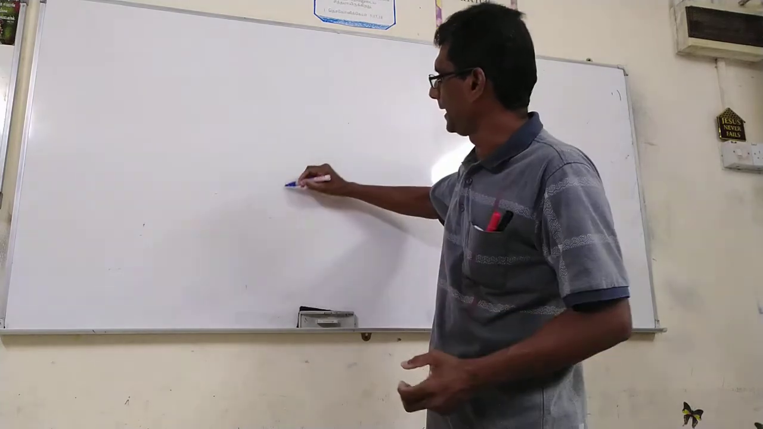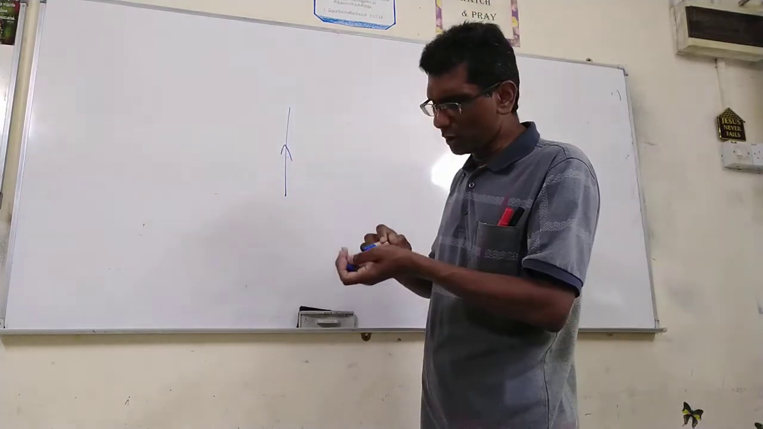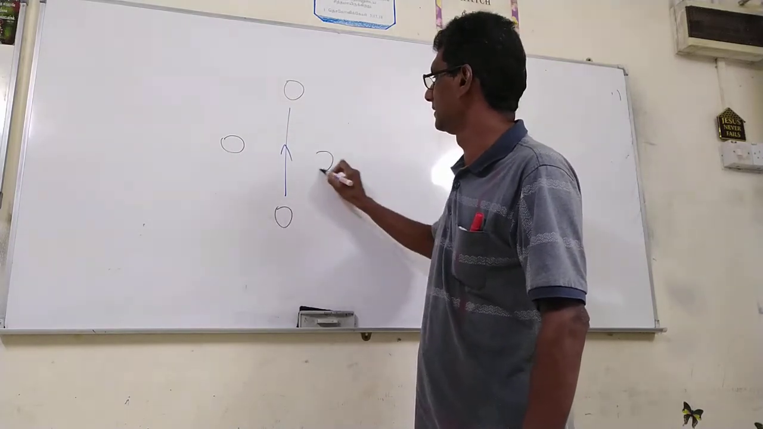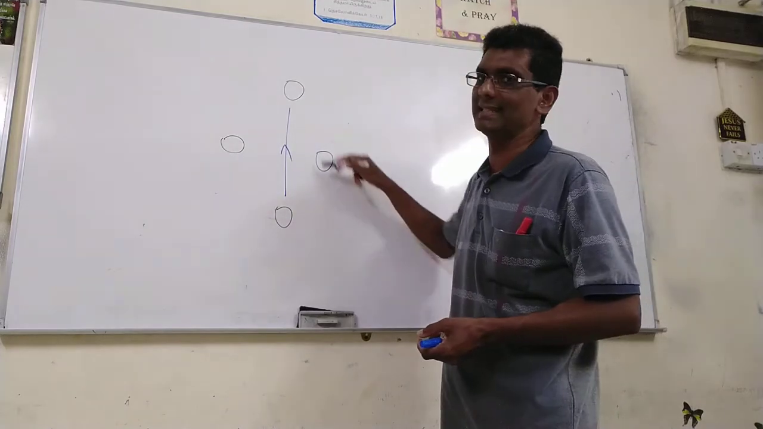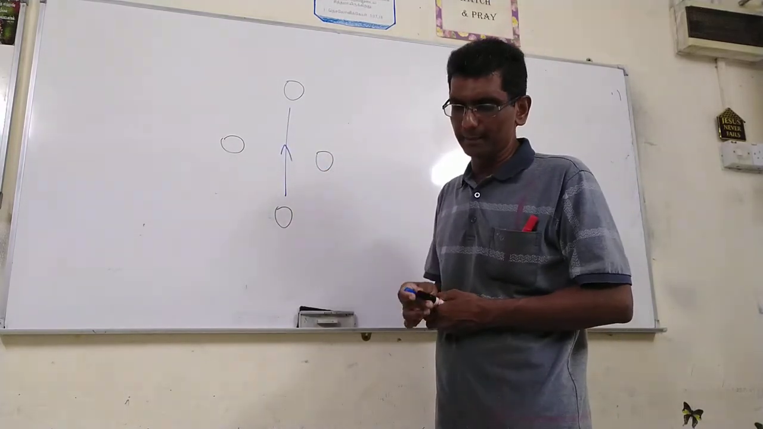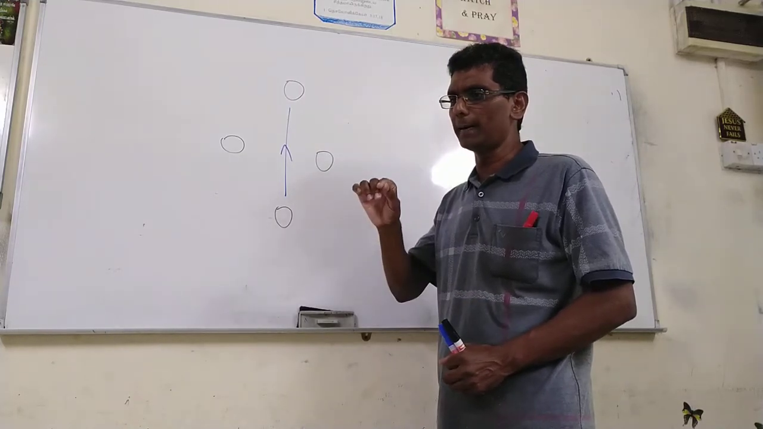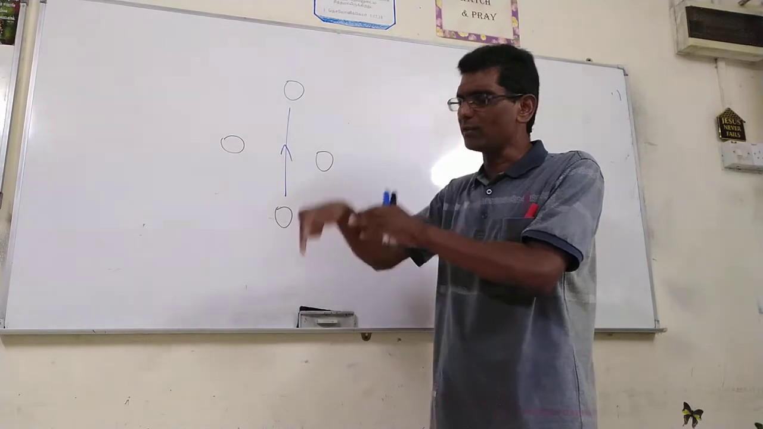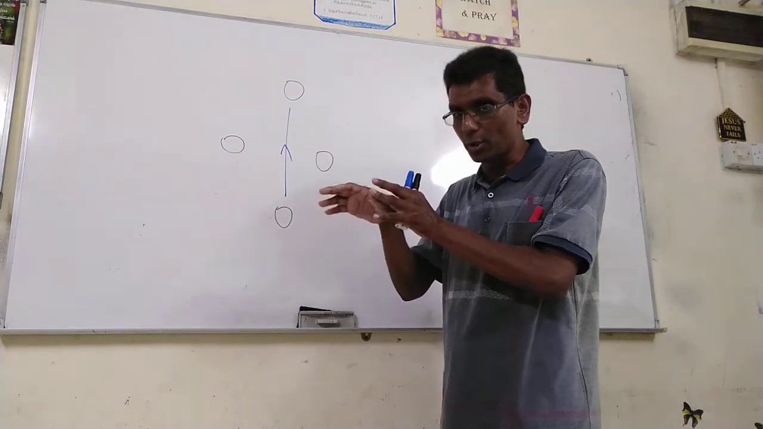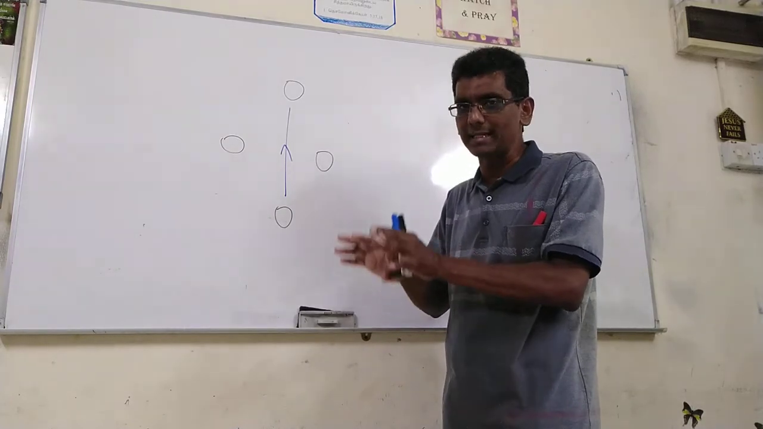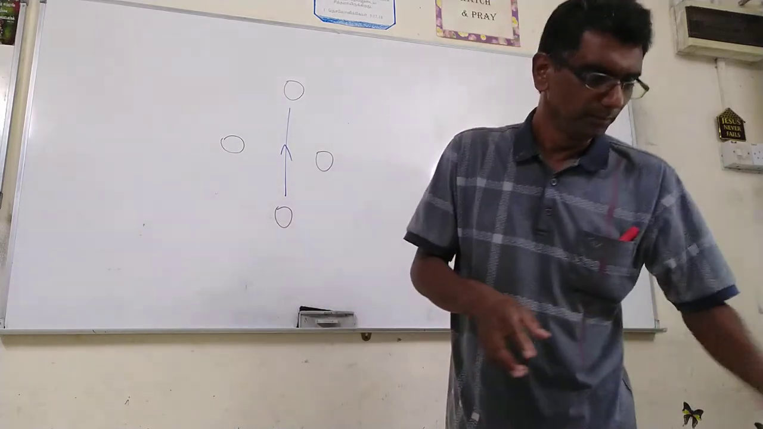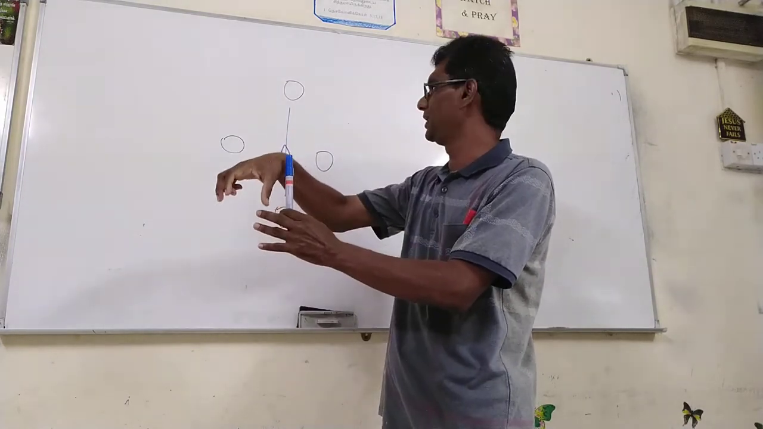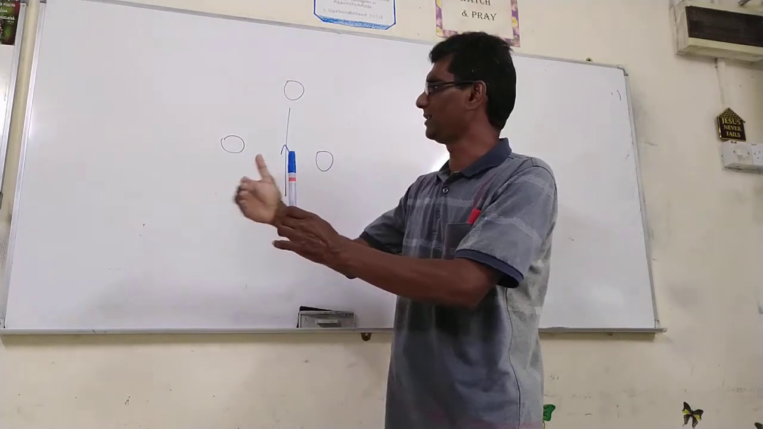Let's say the current is going up. The plotting compass must be placed in four places. The needle of the plotting compass is attracted towards the magnetic field. So the magnetic field shown by the plotting compass is the actual one, practically proven. For example, this is current going up, so we put a plotting compass here, at the side, and it shows this direction.